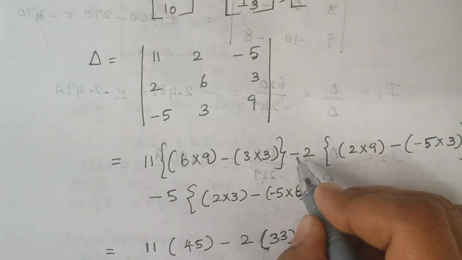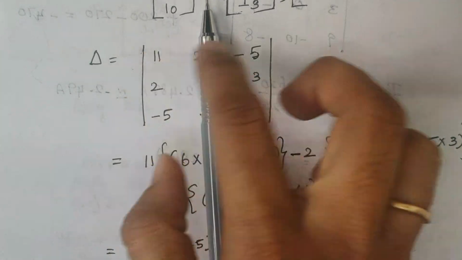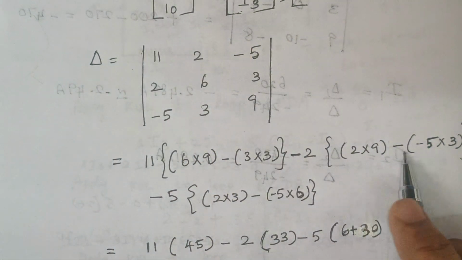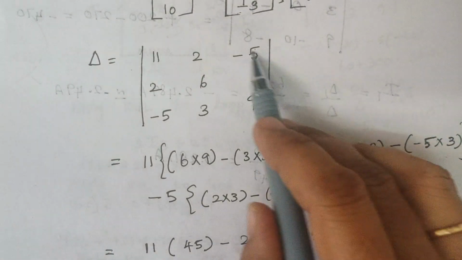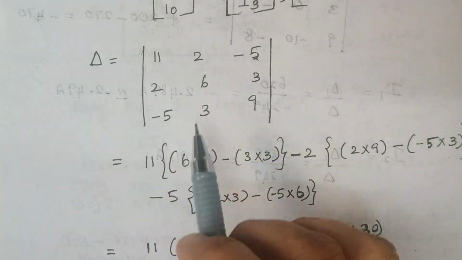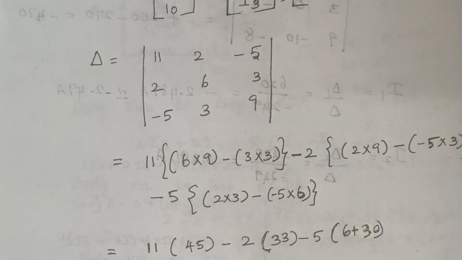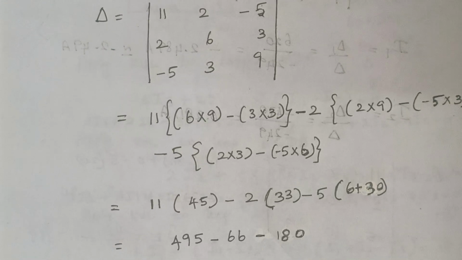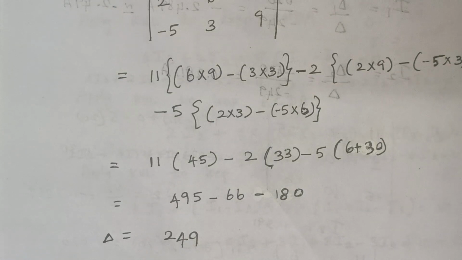And to this element, we have to insert a minus sign, so minus 2. Again, you leave this column and this row, so the remaining terms will be 2 into 9 minus minus 5 into 3. Finally, it is minus 5, and for this minus 5, 2 into 3 minus minus 5 into 6. This is the way to write the expression. You simply solve these values, and finally we end up with 249 as the answer. So this is your value of del here.